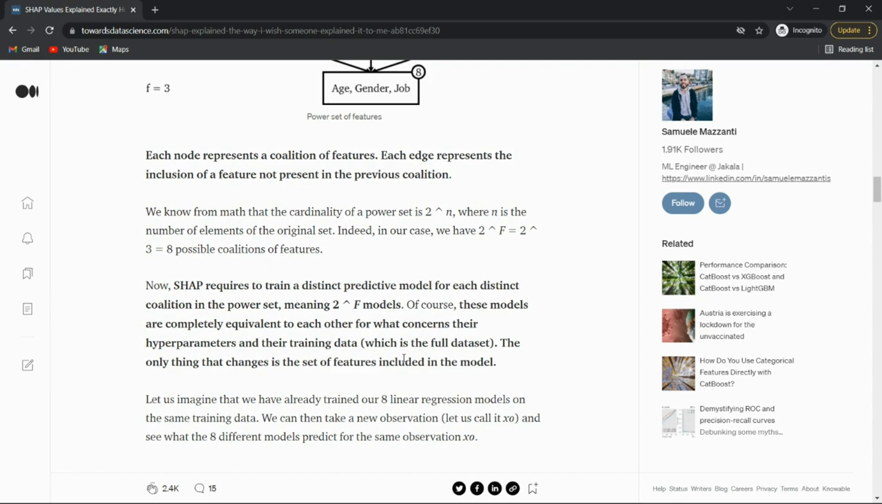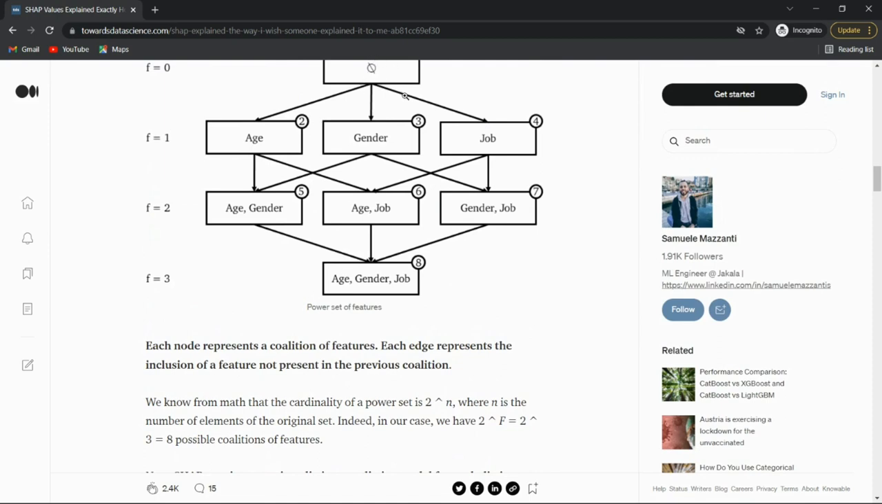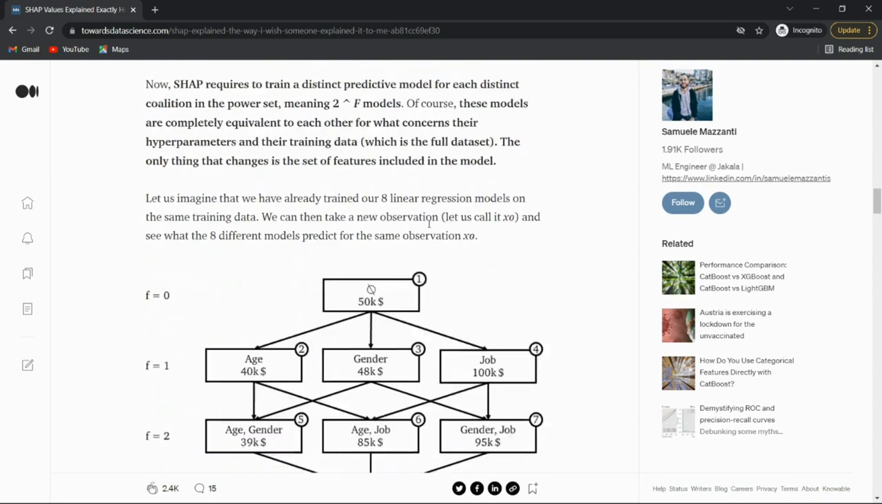So we considered all the possible combinations of the features, and we got 8, that is the cardinality of the power set. Then we train all the 8 models with the same hyperparameters, with just the number of features differing in each case: taking no feature at a time, taking only age, only gender, only job, age and gender, age and job, gender and job, and all three.